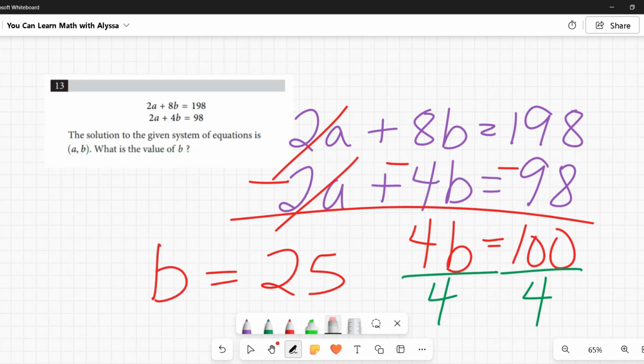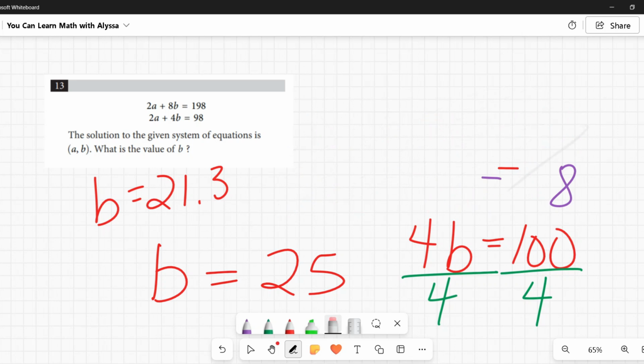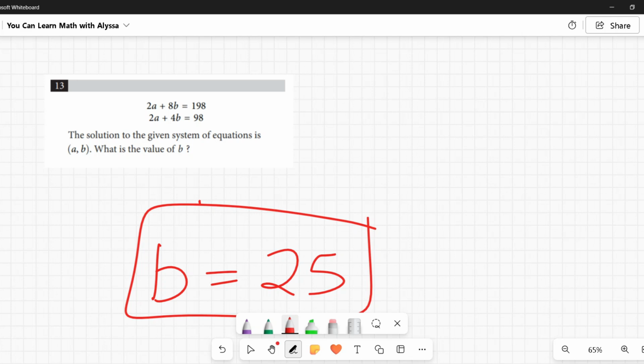So let's say you typed something wrong in and you get that b equals 21.3. You have no choices here that would direct you to go, oh, 21.3 isn't there. I typed something in wrong. Ugh, yikes, I need to redo this. There's nothing here to catch that error. So it's not a bad idea to check your work, come back later and do it manually, or even just type it into the graphing calculator again so that you can get the right answer, which in this case is that b is equal to 25.